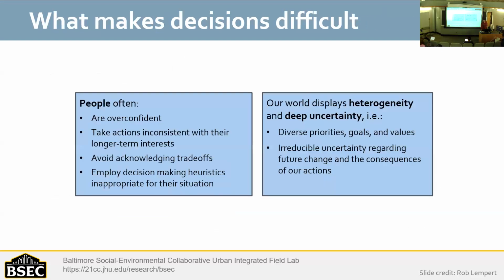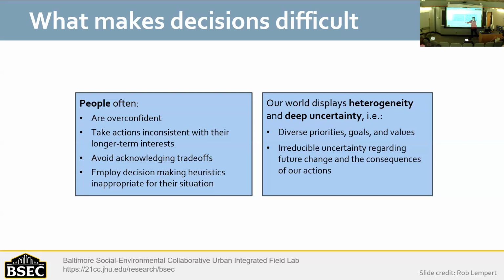To know what we can do, we have to first recognize the problem. The problem is that people are often overconfident about their ability to make good decisions. They make decisions or take actions that are inconsistent with their long-term interests or their values. They have a hard time acknowledging trade-offs, especially internal trade-offs, and they might employ decision-making heuristics that are inappropriate for the situation that they're struggling with. And these are findings from behavioral economics, behavioral sciences, that we know these things from.